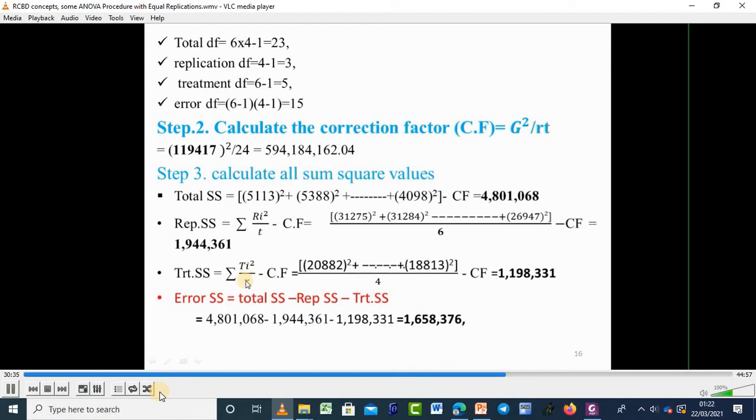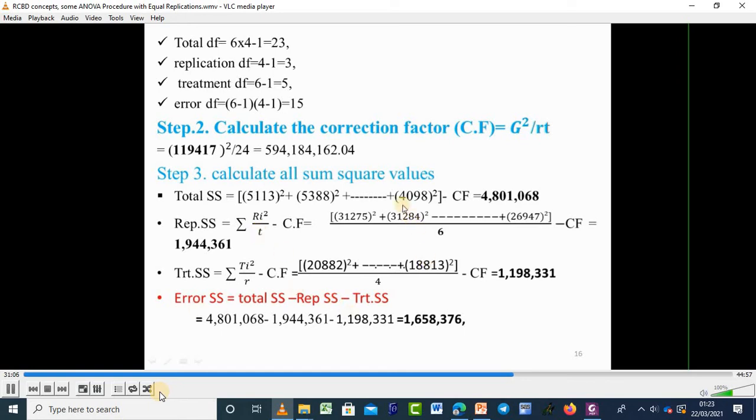In case of replication, we use treatment as a denominator. In case of treatment, we use replication as a denominator.